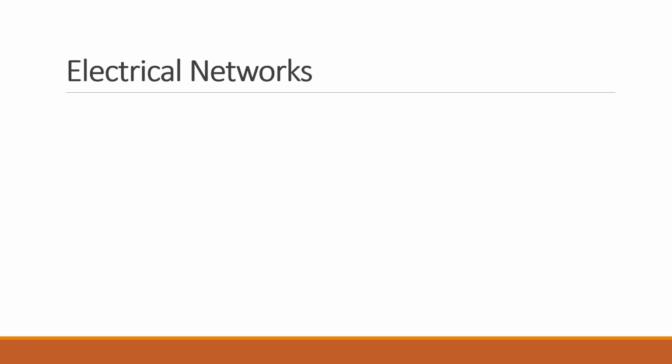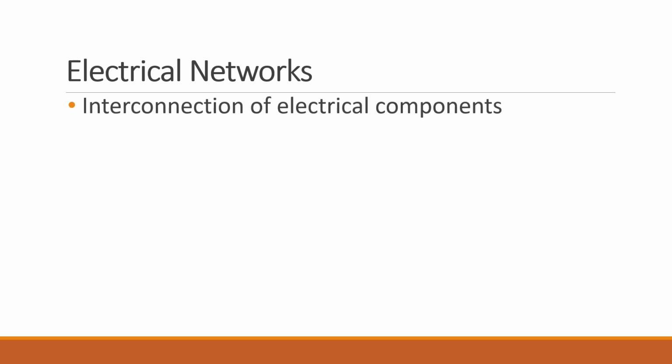Now, what are electrical networks? An electrical network is an interconnection of electrical components such as batteries, resistors, inductors, capacitors, switches, transistors, or it is a model of such an interconnection consisting of electrical elements, for example, voltage sources, current sources, resistances, inductances, etc.